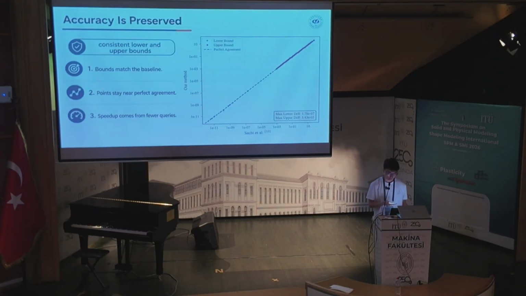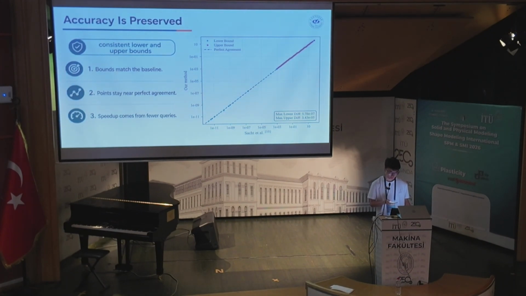Speed is used only when the result is still correct. This slide compares the lower and upper bounds from our method with the baseline. The points are very close to the diagonal line. This means the two methods give almost the same bound values. The maximum difference is very small.